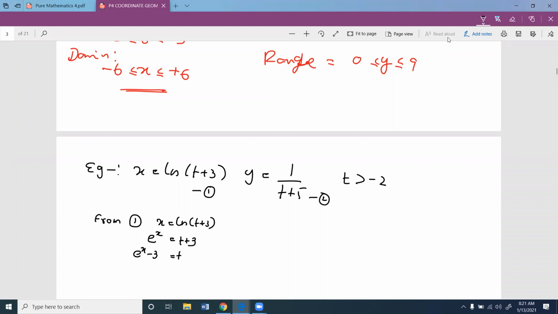Then you can put it here. Then you can say substitute in 2. So you can say y equals 1 over e to the power x minus 3 plus 5. So that is y equals 1 over e to the power x plus 2 is the answer for that. Right. Okay. Then that is the equation for that.